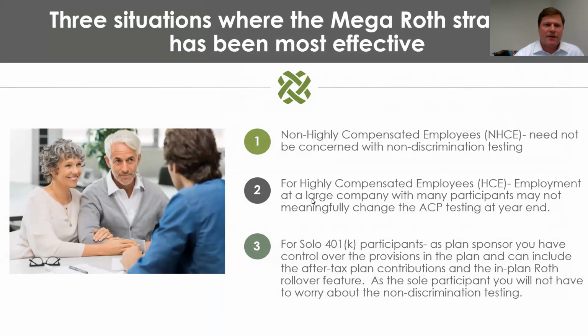So if I'm looking at where this strategy might be most effective, you see here non-highly compensated employees. That's because they don't have to worry about the non-discrimination testing. That ACP test won't matter for them. So people making under $125,000, that's not considered highly compensated, if they want to participate and the plan allows it, it would be a good option for them to get more money in the Roth over and above, say, the $6,000 or $7,000 annual limit.